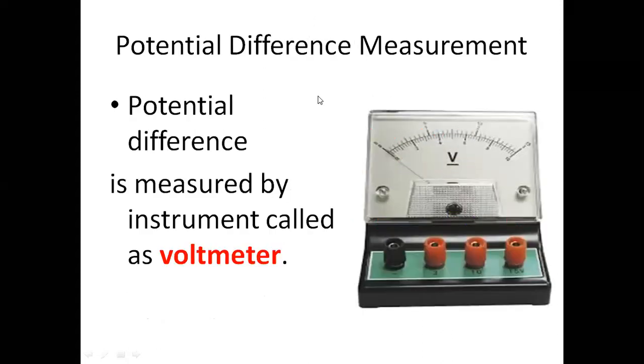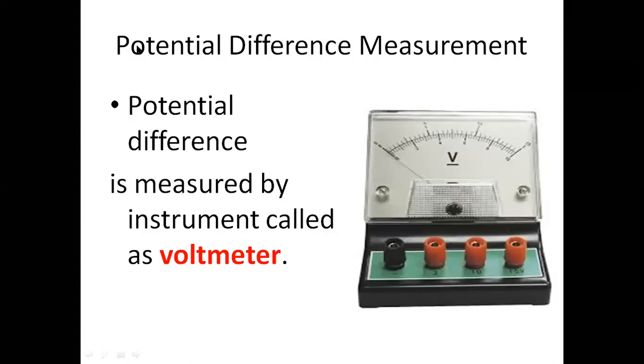The device which was used for measuring electrical current was, give me the answer in your chat box. What is the device used to measure electrical current? Adiraj is saying ammeter. Mansi is saying ammeter. Rajat Kabra, ammeter. Correct. So the device used to measure electrical current is the ammeter.